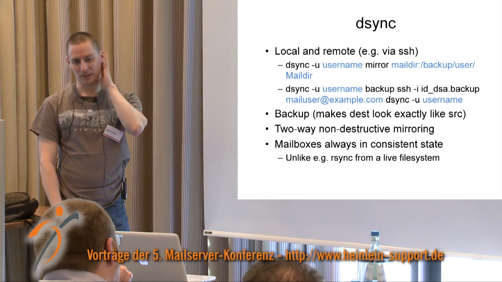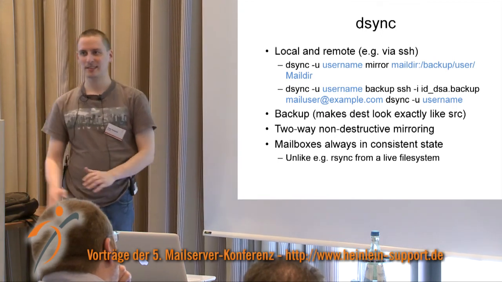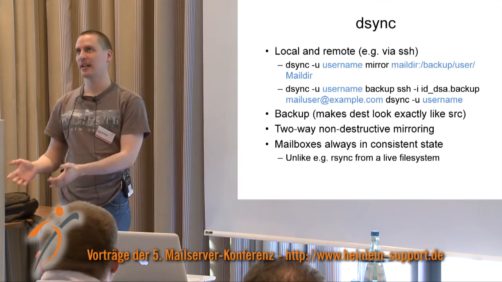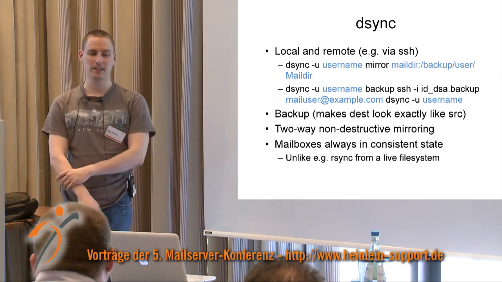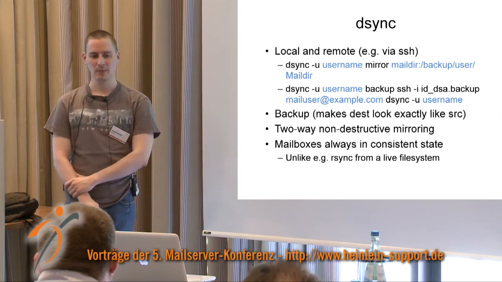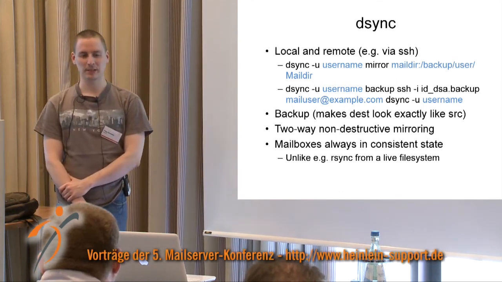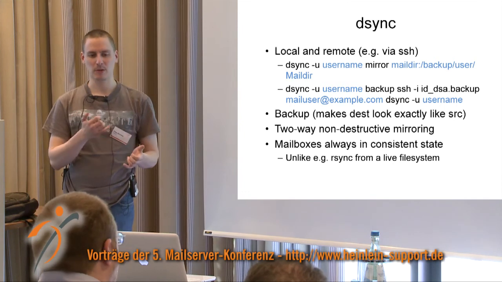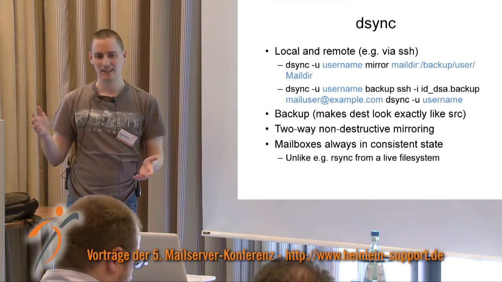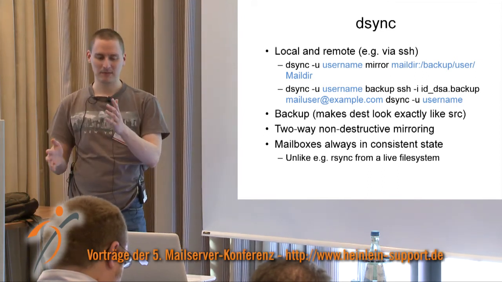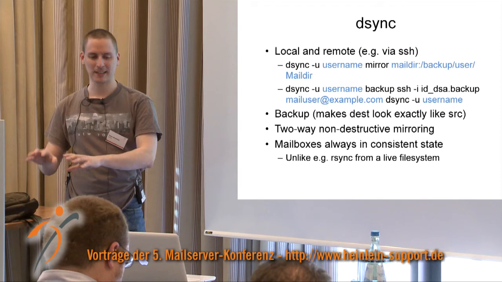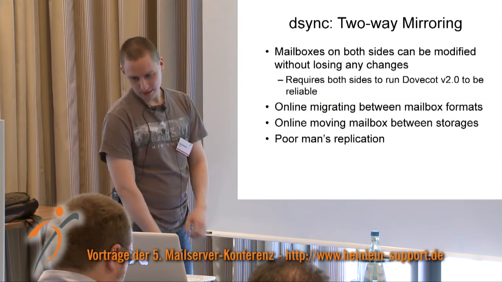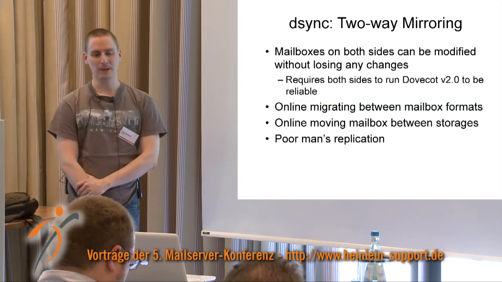Compared to rsync, one good thing about dsync is that the mailboxes are always in a consistent state. With rsync, if you rsync a maildir, I guess that is fine, it's probably consistent too. But if you rsync Dovecot index files, there's really no guarantee that they are consistent, because they are created from multiple different files, and so rsync might copy only half of the old data and half of the new data, and then it's completely broken. But then there's the two-way mirroring of dsync.